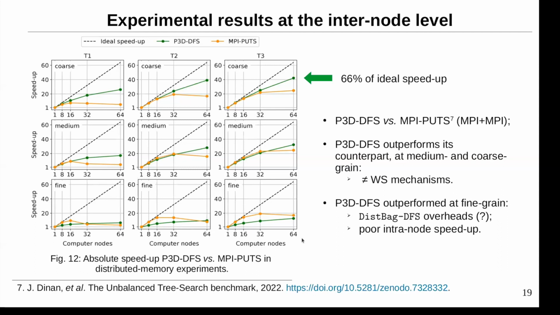And again, this can be explained by the overheads of the data structure and also by the poor intranode speedup observed in preliminary experiments. Because I remind you that this is absolute speedup, and so the reference time for P3D DFS is smaller than the baseline. And so we have a high effect.